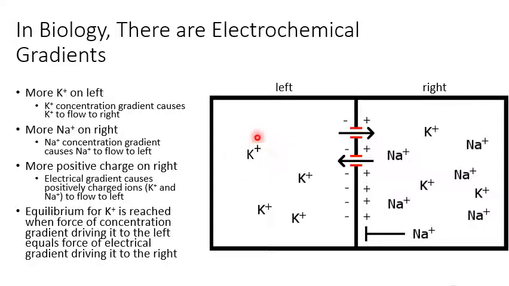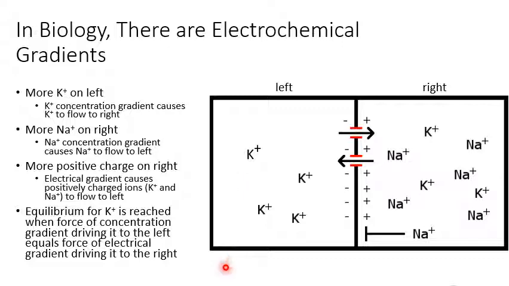Potassium has a positive charge, so it is going to be attracted to a negative charge and repelled from positive charges. So according to its electrical gradient, it's going to move towards the more negatively charged side and away from the more positively charged side. For potassium, the concentration part of its electrochemical gradient is pointing to the right, but the electrical part is pointing the other way, to the left.